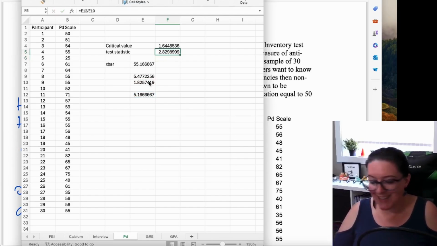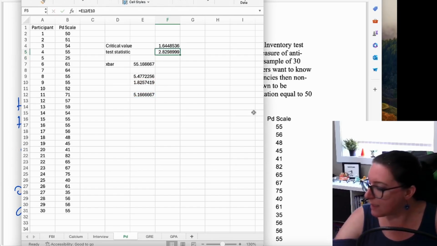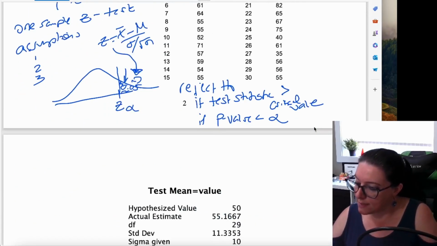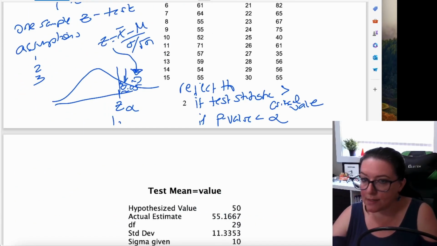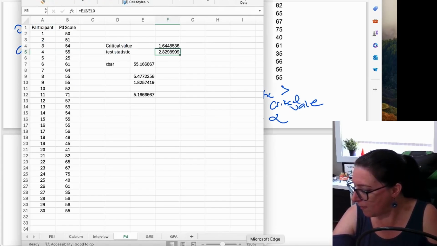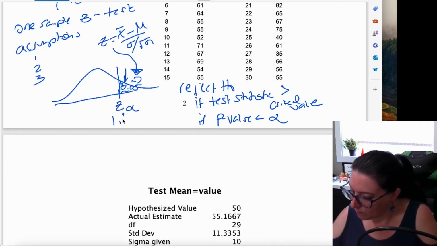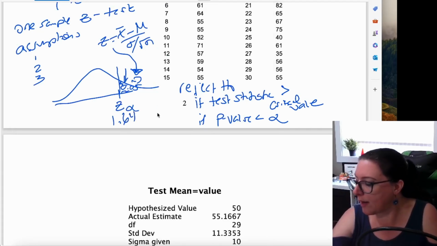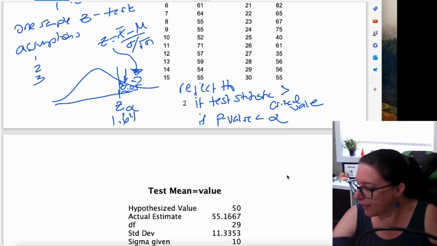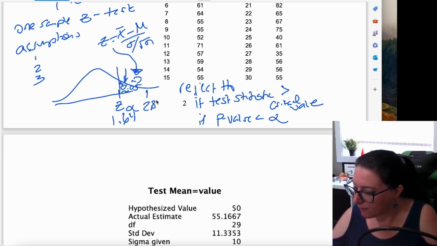So what we get is a test statistic that is much bigger than our critical value. So our test statistic here, this is a 1.64. And the number we are getting in our calculation is actually 2.83, so that's way out here.